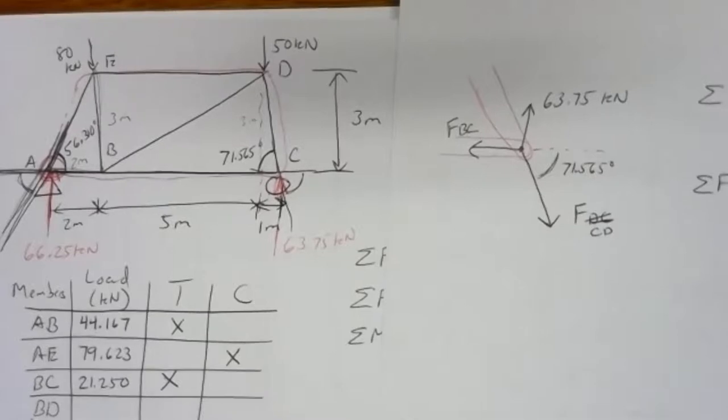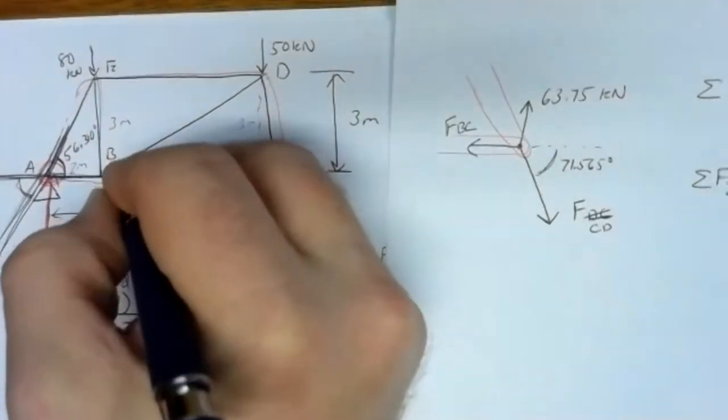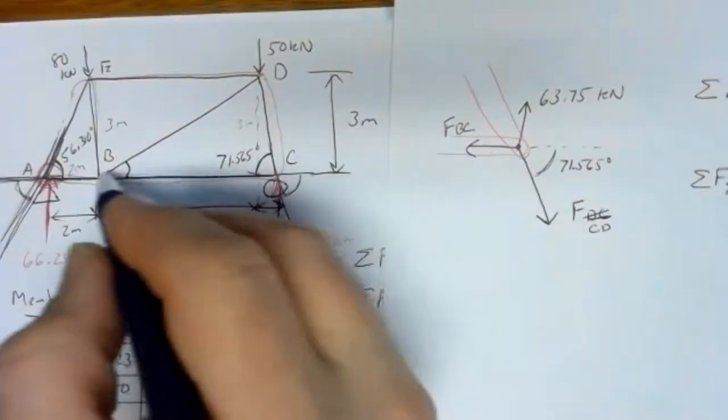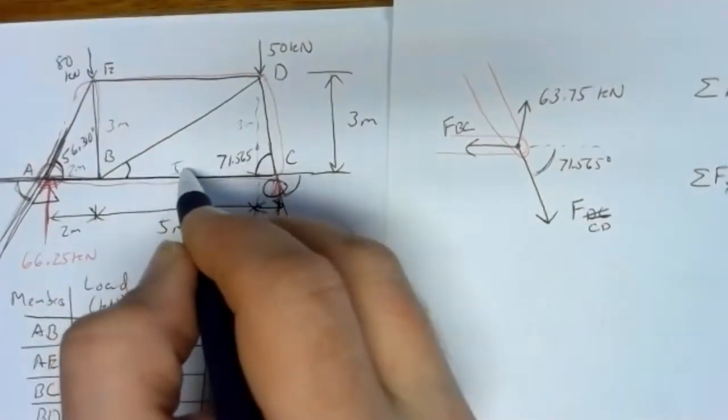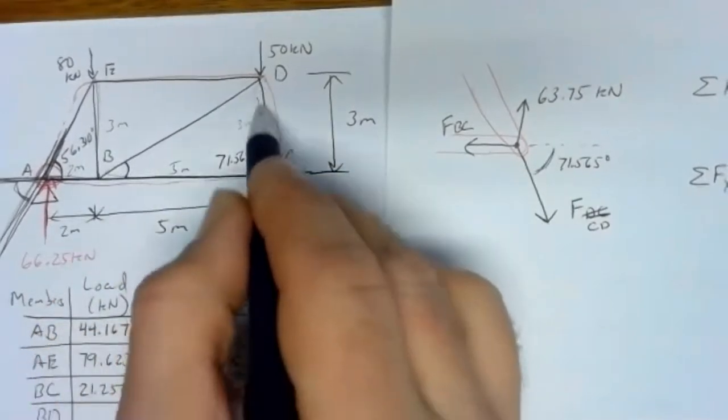So well, let's go to joint B next. Joint B will work fine. We need to figure out an angle for that though. We need this angle right here. Fortunately, we can get that pretty easily. We've got a 5-meter base and a 3-meter height if we draw that right triangle right here.